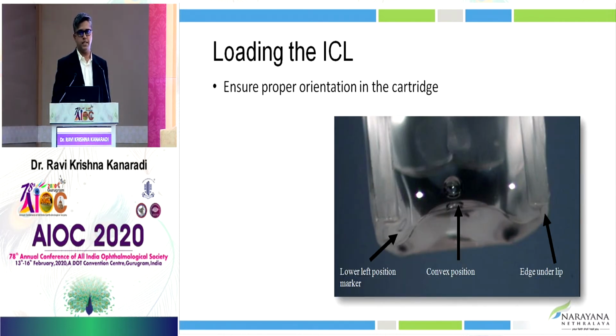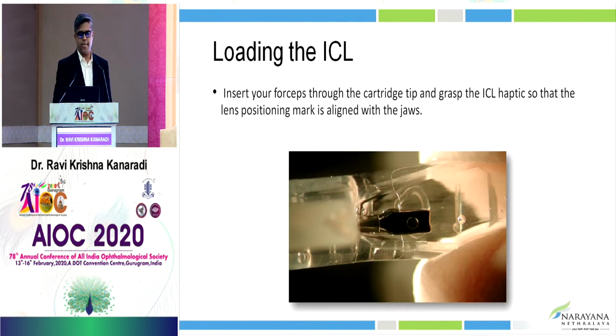After putting it inside the cartridge, we are supposed to identify the marks, the right upper hole and left lower hole, to know the orientation. And usually it will be convex; when you keep it in this position, it will be convex upwards. Once we place the ICL into the cartridge, use this forceps, enter from the cartridge tip, hold the ICL, and pull the cartridge, not the forceps, because sometimes it might tear the ICL.